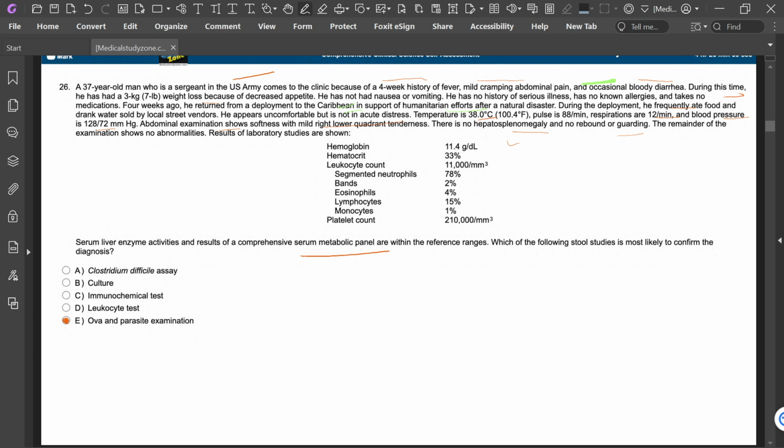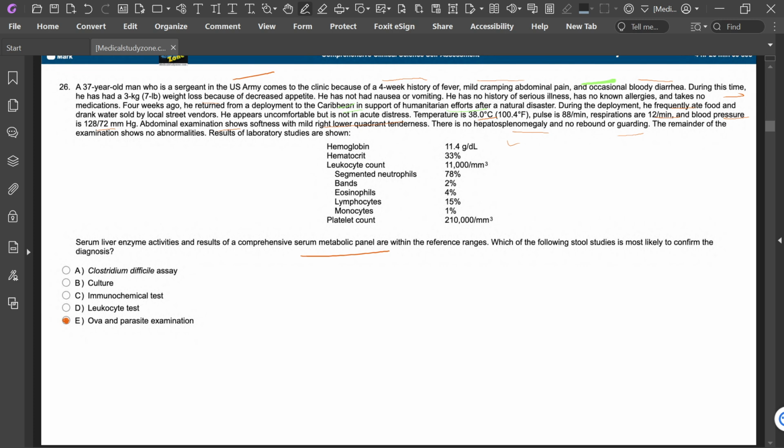Treatment of amoebiasis includes combination therapy with metronidazole or tinidazole, as well as a luminal agent like paromomycin or iodoquinol. The patient likely contracted Entamoeba histolytica in the Caribbean when he consumed local food and water.